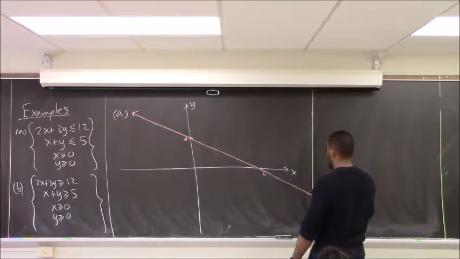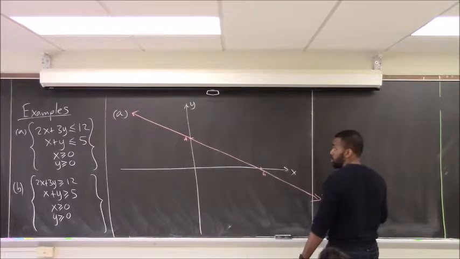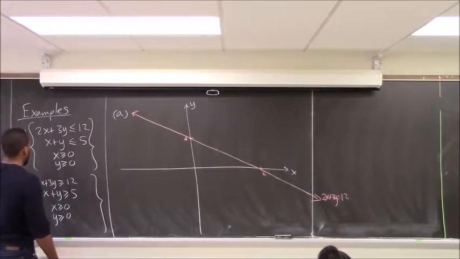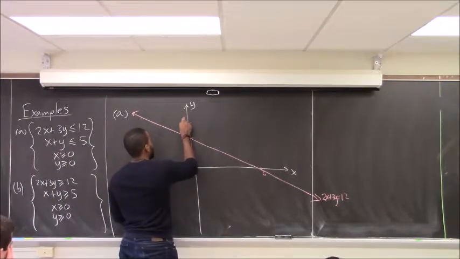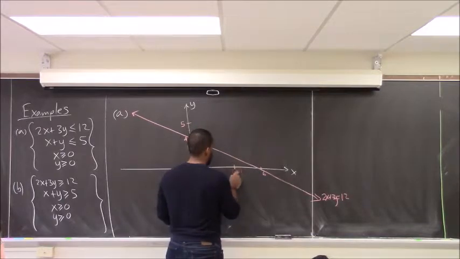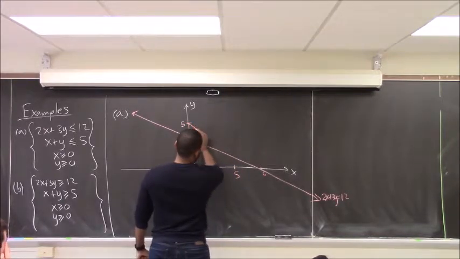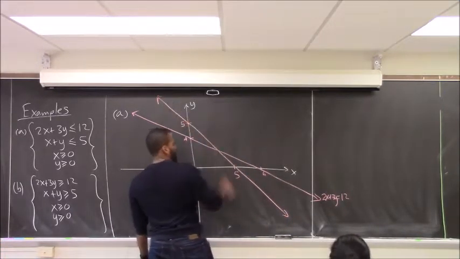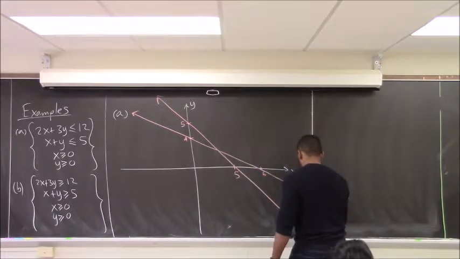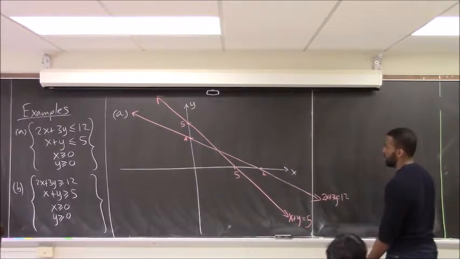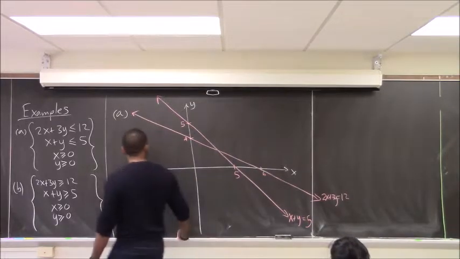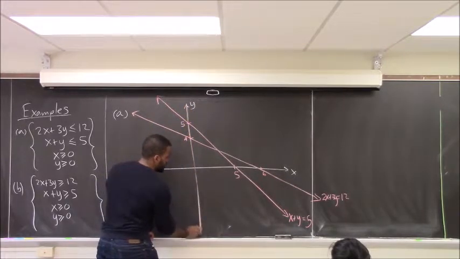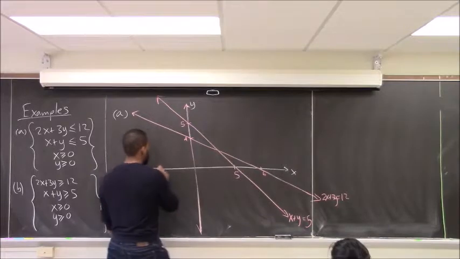Since we're doing several, let me just label this one, x plus 3y equals 12. And now for this one, if I plug in x equals 0 and y equals 0, I get 5 each time. So there's going to be a 5 here and here. And I want to connect those two. We also have x equals 0 and y equals 0. This axis here, and this axis here.